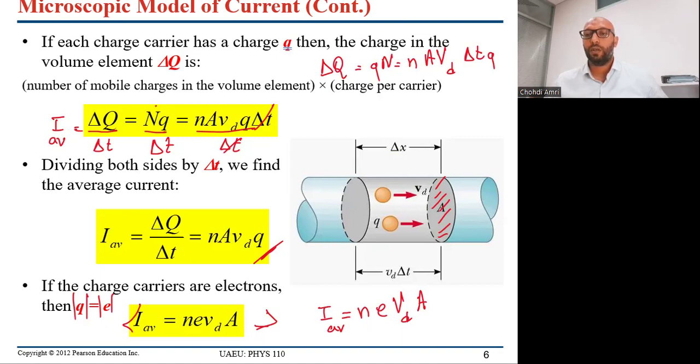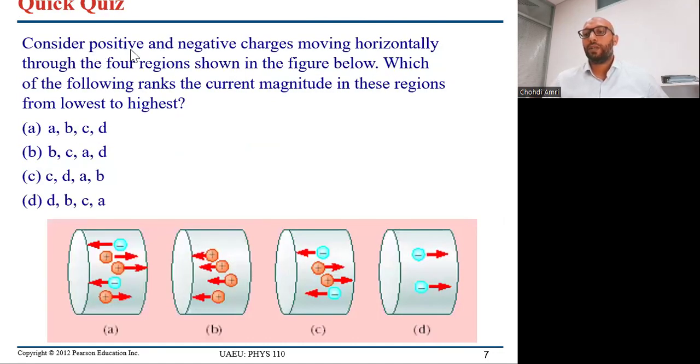We take an example. We consider positive and negative charges moving horizontally through the four regions shown in the figure below. Which of the following ranks the current magnitude in these regions from the lowest to the highest?